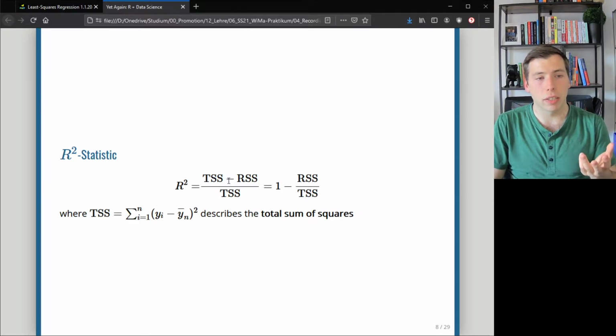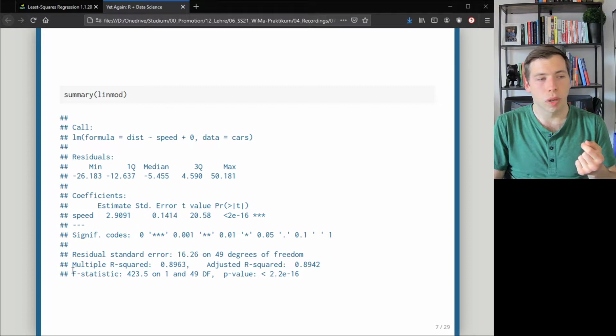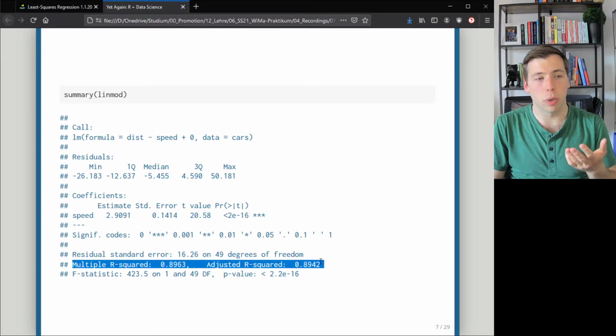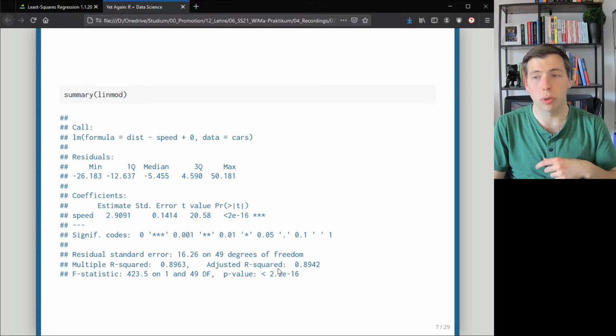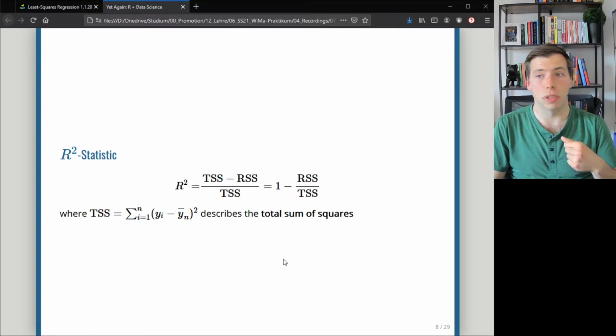In any case, R squared is really popular. This is why it's always denoted here in the summary. And we usually try to get this as close to 1 as possible. So we are already quite close, but still maybe we can improve things.